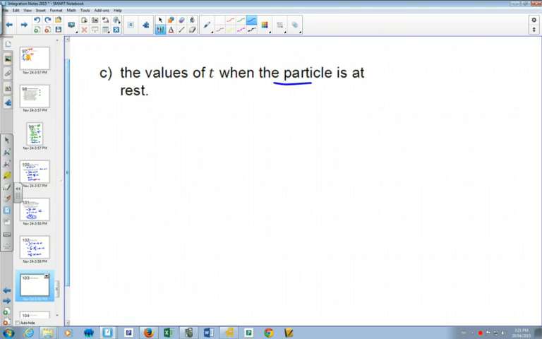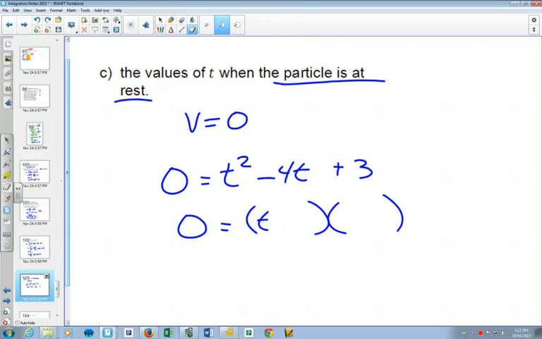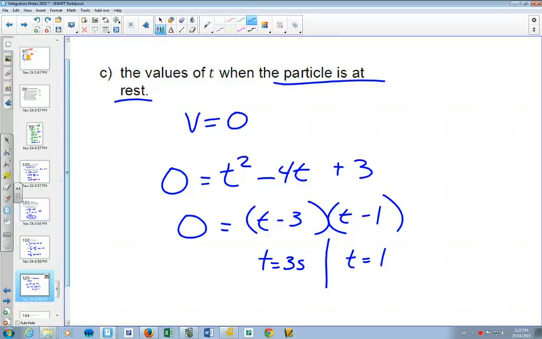What does it mean if the particle is at rest? Velocity is 0. So now when we go to our equations, we would go to our velocity equation. We would set it equal to 0. And we can factor it: t minus 3, t minus 1. So at t equals 3 seconds and t equals 1 second, our function is at rest.